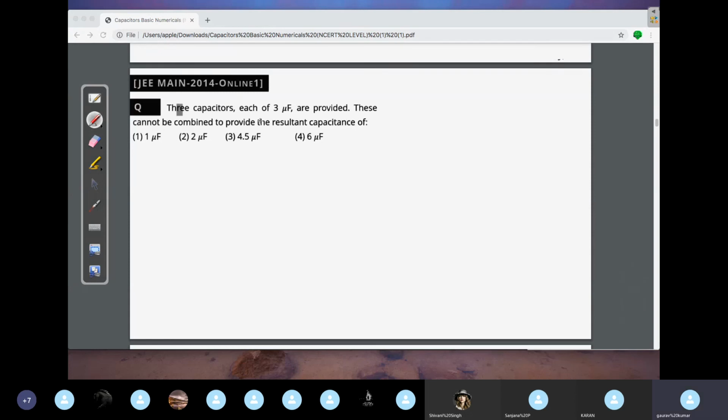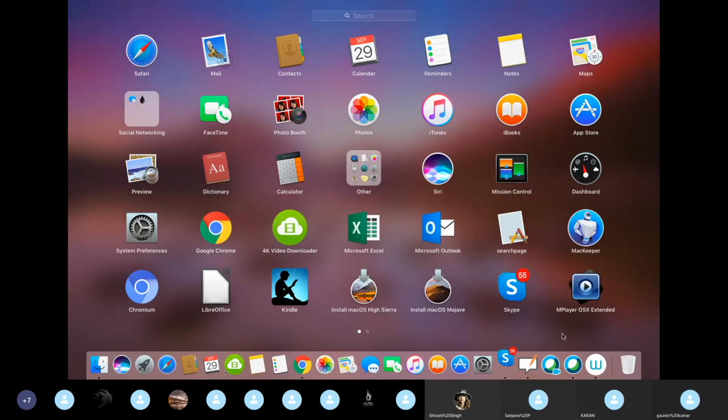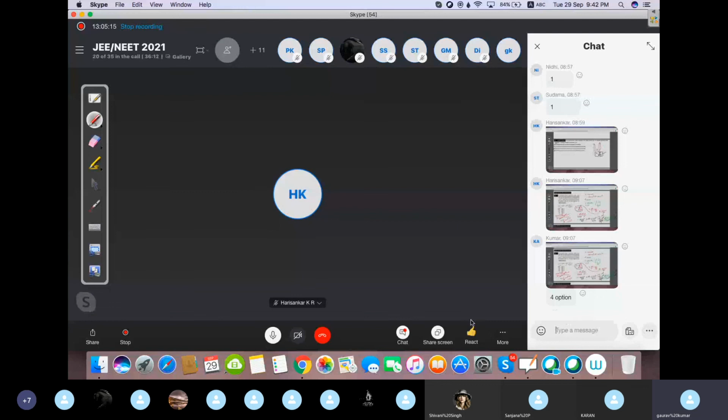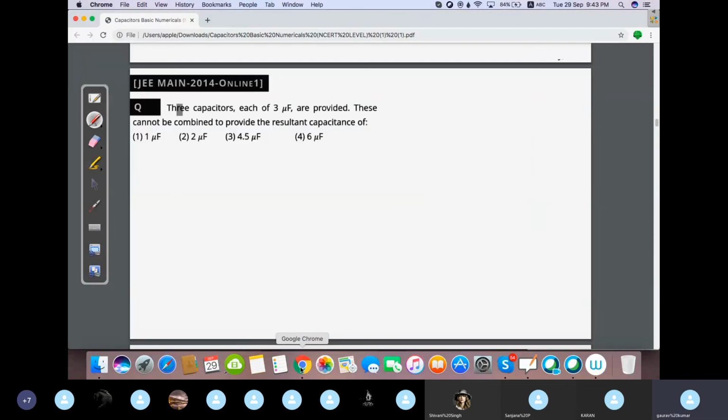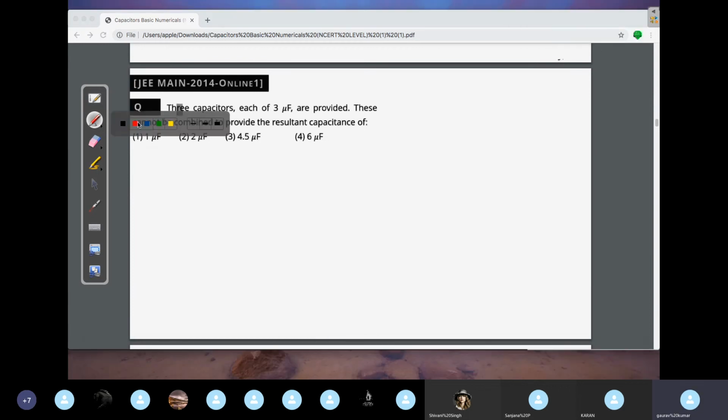Three capacitors, each of 3 microfarad, are provided. Which cannot be the answer? Fourth option. Okay, one answer is coming as fourth. You all can try it. Three capacitors, each of 3 microfarad, can be provided. This cannot be. I'll suggest all of you always keep a small theory. Okay, third option. Let's see here.